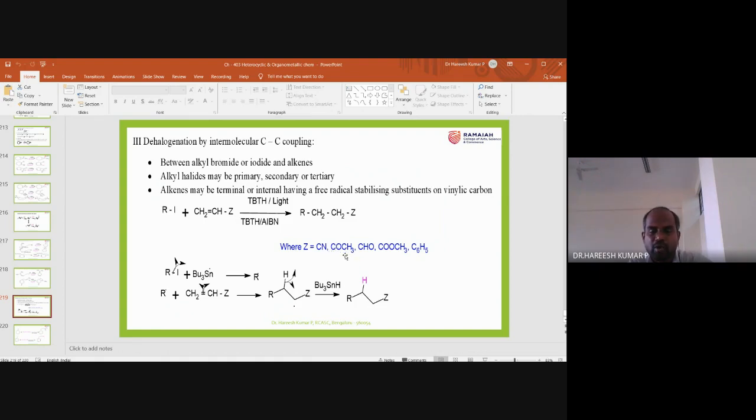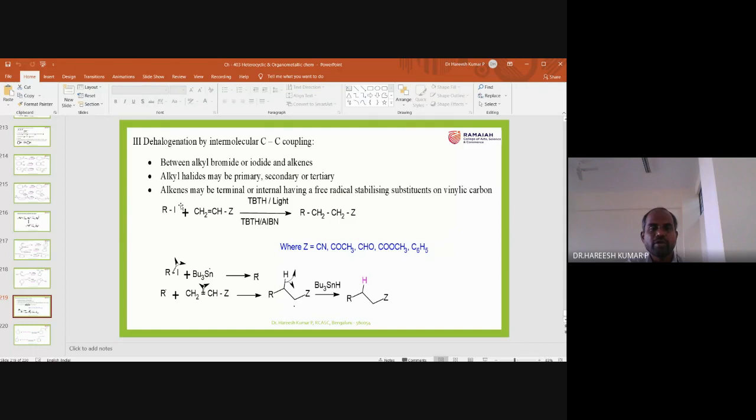CO means what is called a keto, nitrile, a keto, an aldehyde, an ester, and phenyl group. So that means here Z may be an electron withdrawing group. So what is happening here? There will be a reaction between alkyl halide and alkene. Suppose the alkene should contain an electron withdrawing group. So what will happen? There will be a reaction.